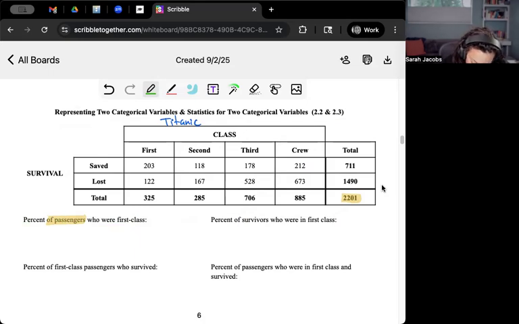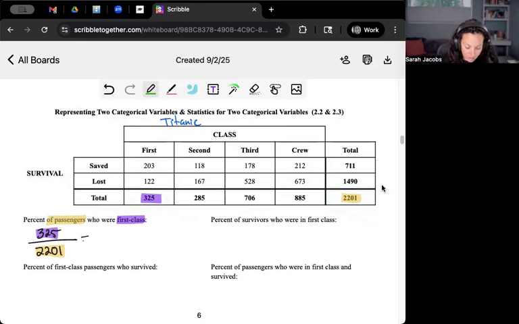And so first class, here's my first class. Here's the total number of first class. This has nothing to do with survival. It's only asking me about the first class passengers out of the total number of passengers. So I can go ahead and set that up. I've got first class passengers, that's 300. I don't like that. Let's make this black. So that's 325 out of the total of 2,201.